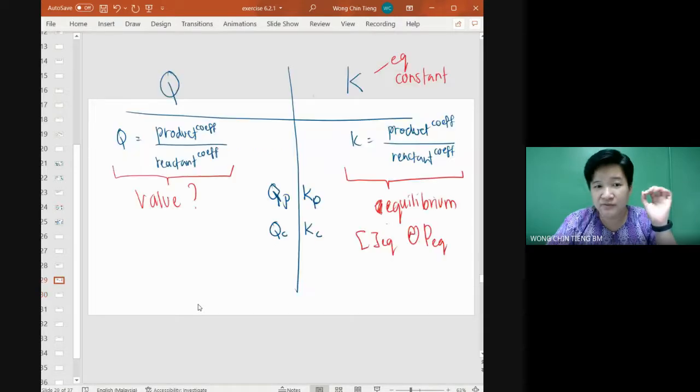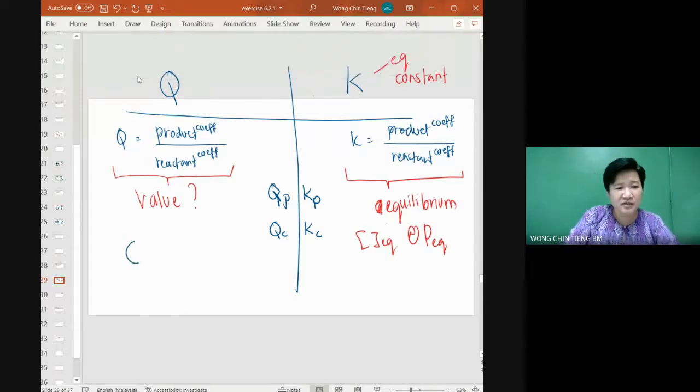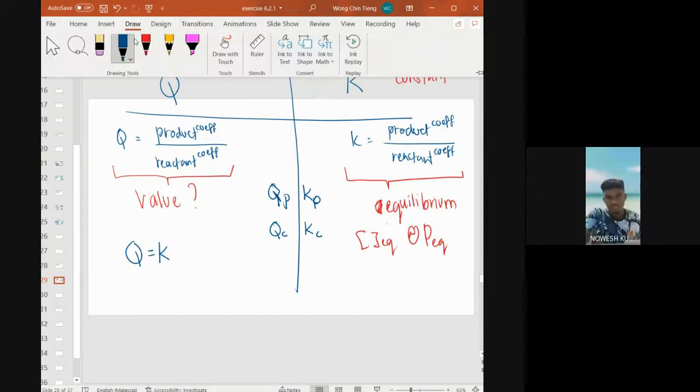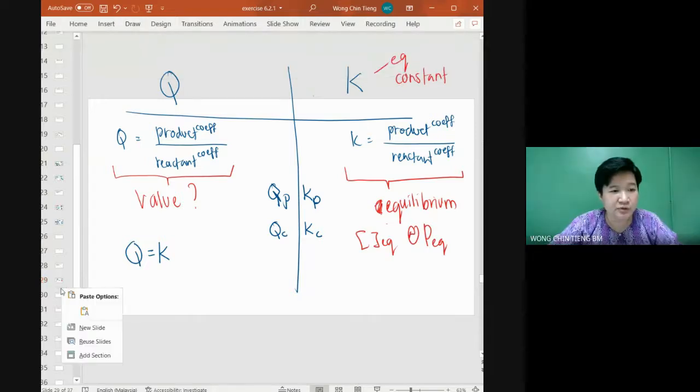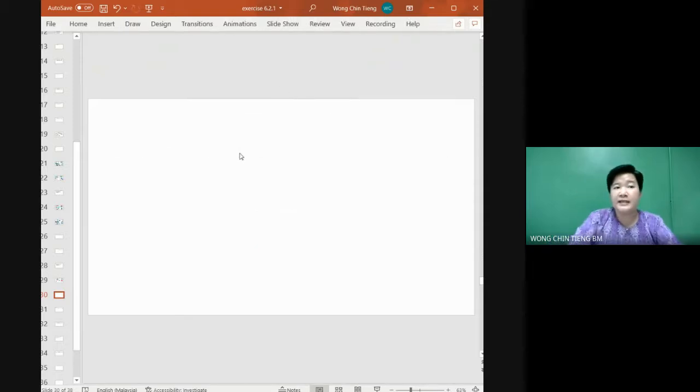Okay? And we have 3 conditions. Just a bit of conclusion over here. Can I have your conclusion from you? If my Q equals K, what does it mean? At equilibrium. If Q equals K, it is already at equilibrium. Do I need to shift anywhere?